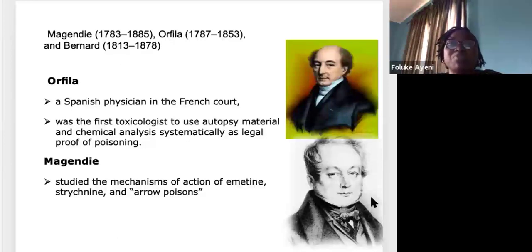Yes, let me mention this man, Orfila. He was the first toxicologist to use autopsy materials. How many of us know what autopsy is? Do we know what autopsy is?